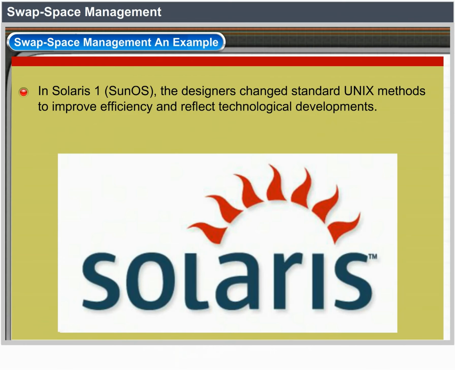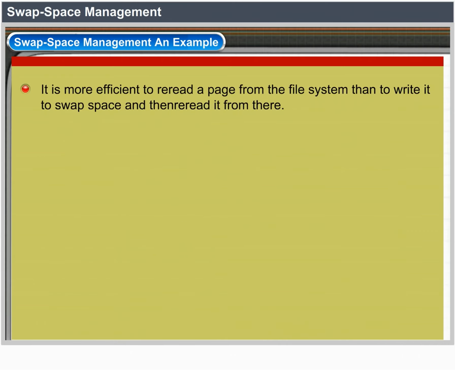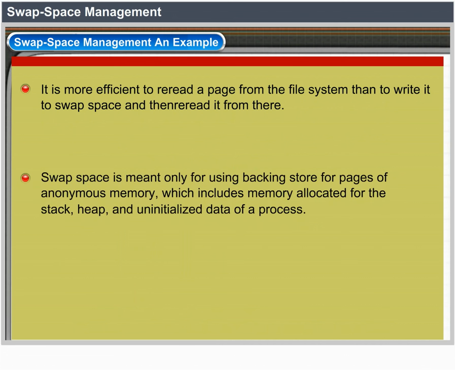When a process executes, text segment pages containing code are brought in from the file system, accessed in main memory, and thrown away if selected for pageout. It is more efficient to reread a page from the file system than to write it to swap space and then reread it from there. Swap space is only used as a backing store for pages of anonymous memory, which includes memory allocated for the stack, heap, and uninitialized data of a process.